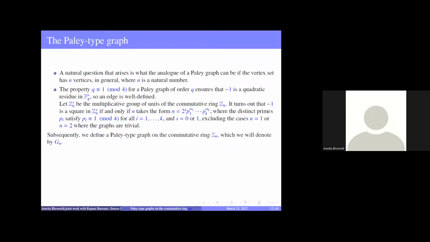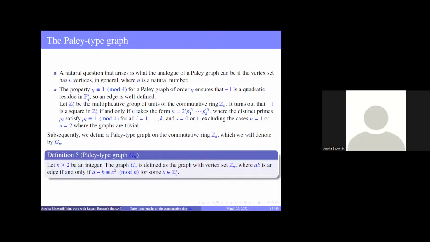After getting that condition, we define the Paley-type graph on Z_n. This is the formal definition. The vertex set is Z_n, and ab is an edge, where a and b are elements of Z_n, if the difference is congruent to some square modulo n.